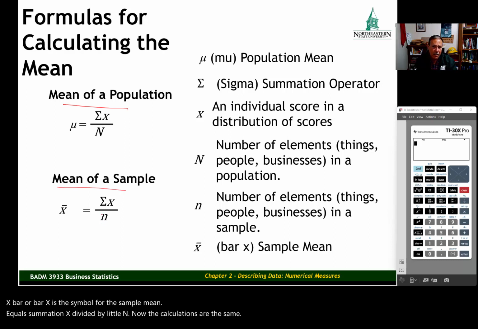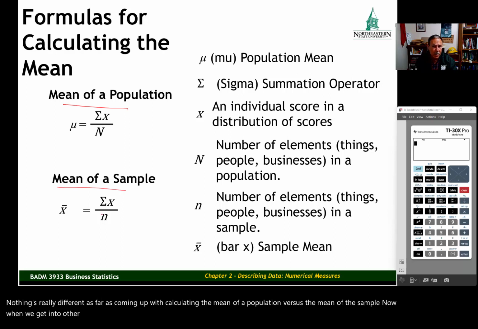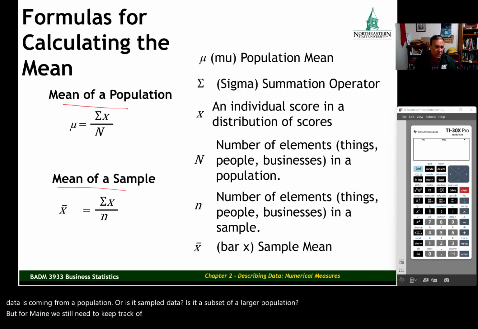Nothing's really different as far as calculating the mean of a population versus the mean of a sample. Now when we get into other statistics, other measures, such as variance, then we have to make sure about whether our data is coming from a population, or is it sample data? Is it a subset of a larger population? But for the mean, we still need to keep track of that, but it's not quite as important from a calculation standpoint.